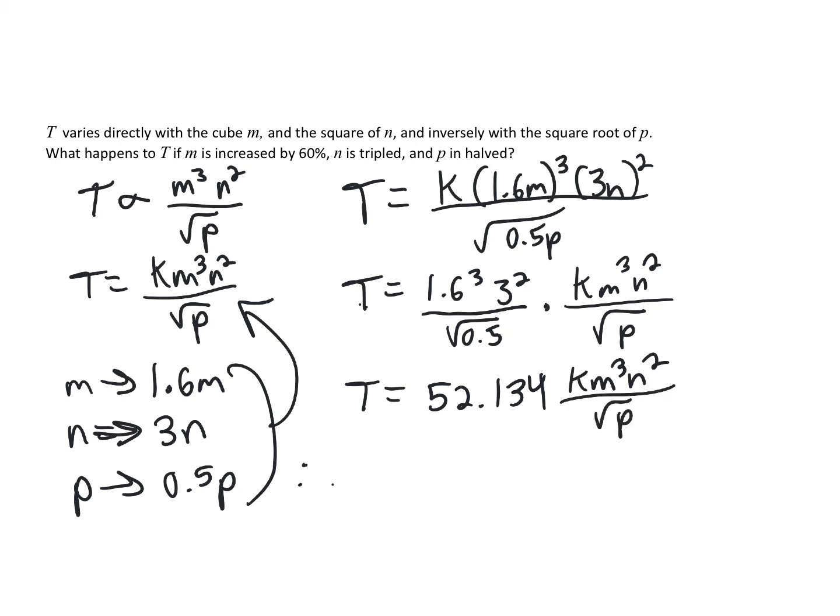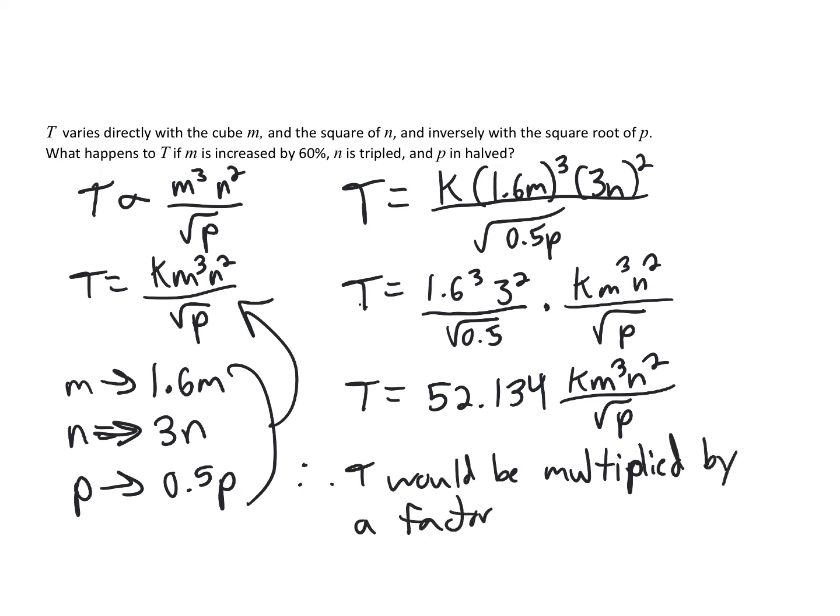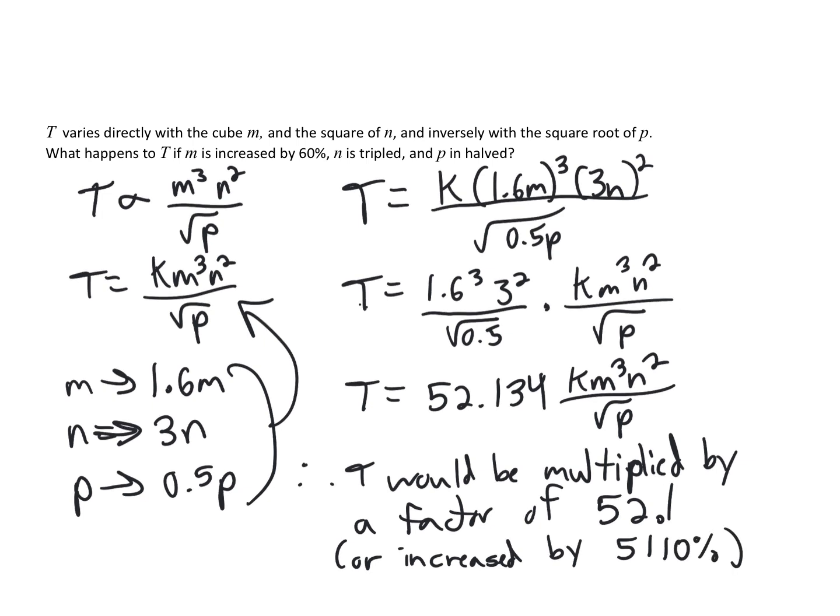So therefore, t would be multiplied by a factor of 52.1. Or you could think of it as increased by 5,110%. 5,210 minus the original 100%.